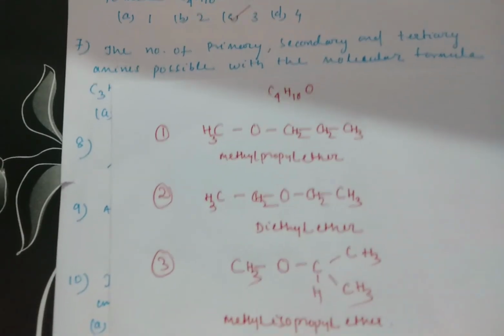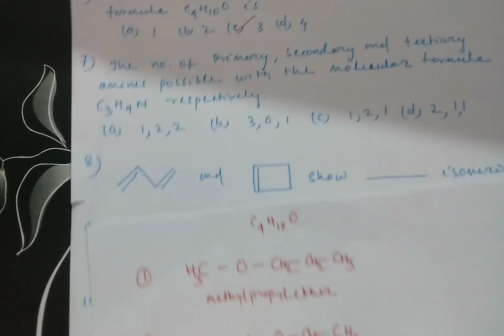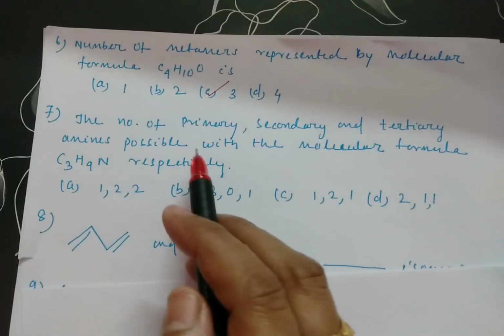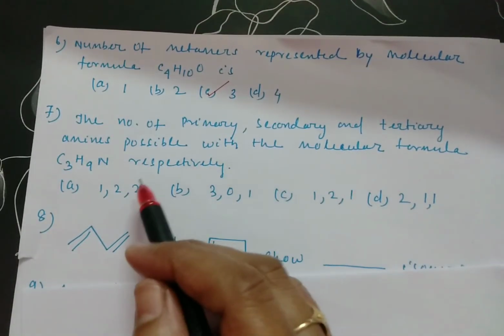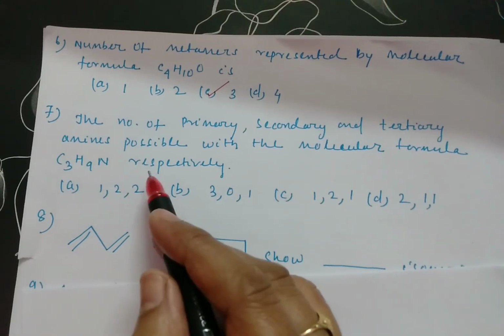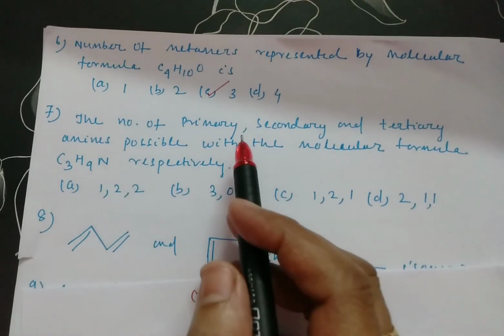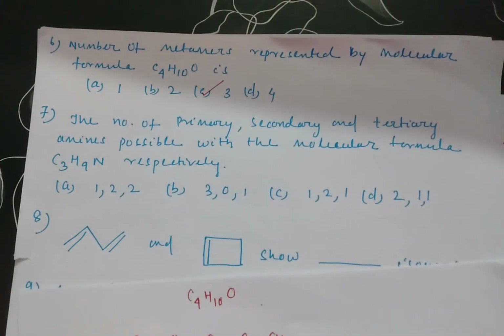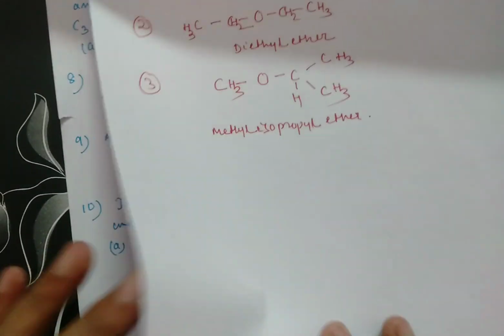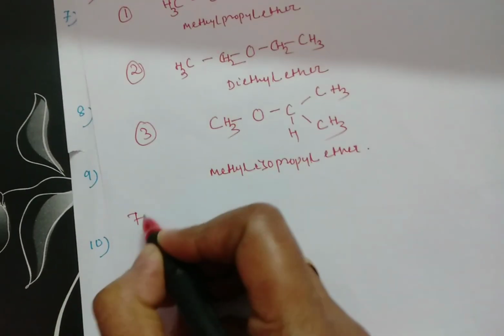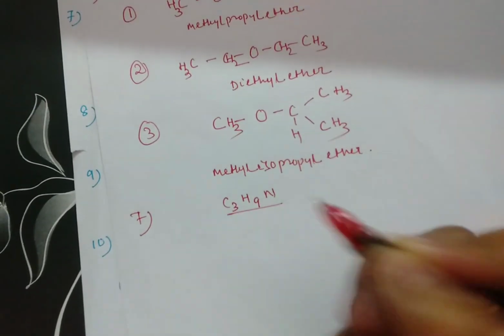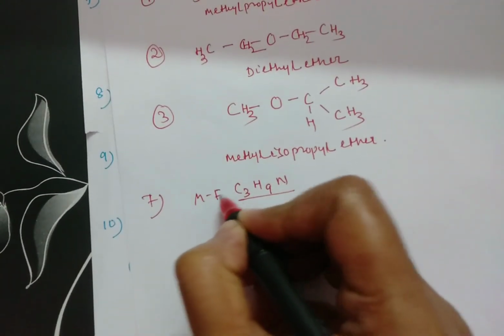Okay. Next question, see here. The number of primary, secondary and tertiary amines possible with the molecular formula C3H9N. For this molecular formula, we will check how many primary, secondary and tertiary amines are possible, right? Now see here, C3H9N. Number 7 question, a compound having this molecular formula.